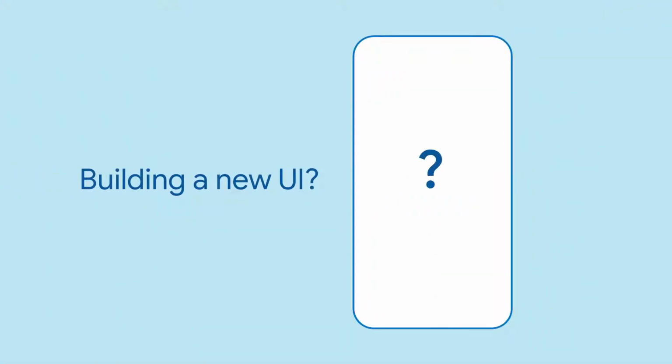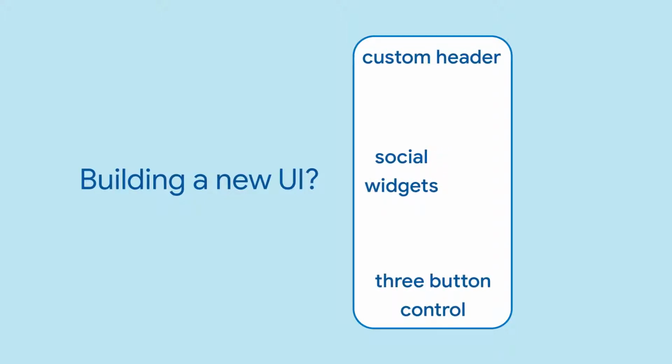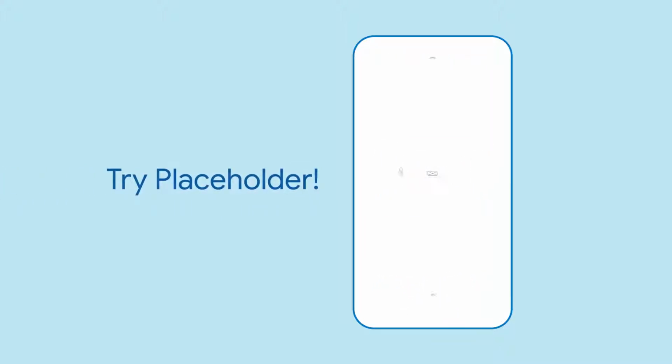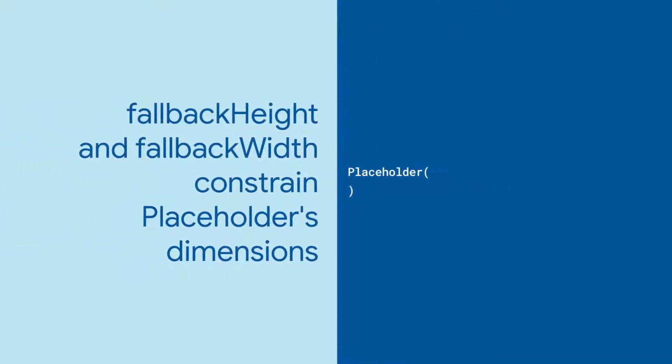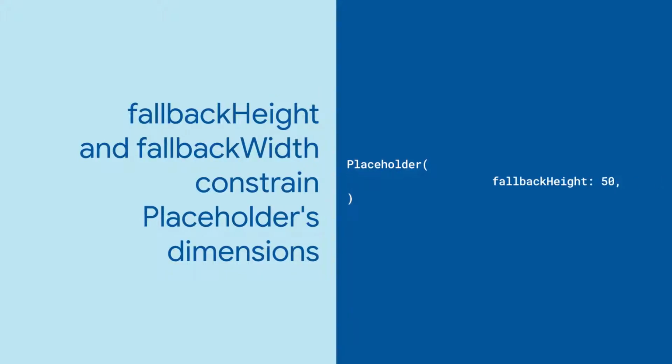Are you building up a new UI but suffering from blank screen syndrome? Maybe you need to implement several different UI pieces, but you don't know where to start. Try using Placeholder. Placeholder is a simple widget that can stand in for a UI component until you are ready to implement it.